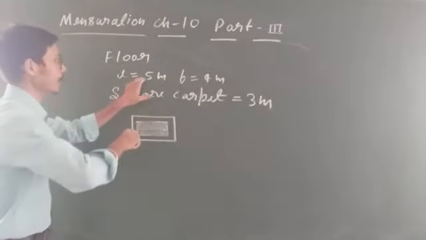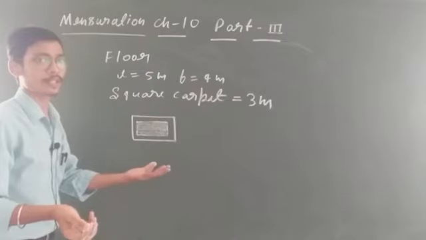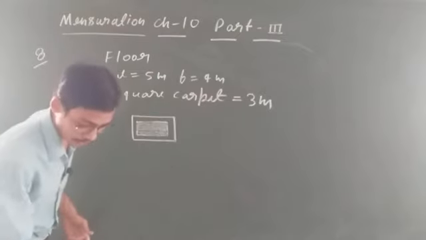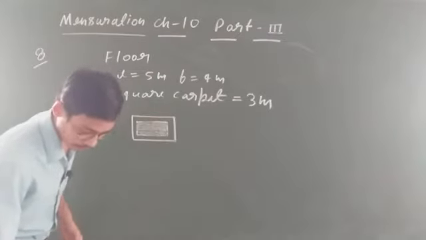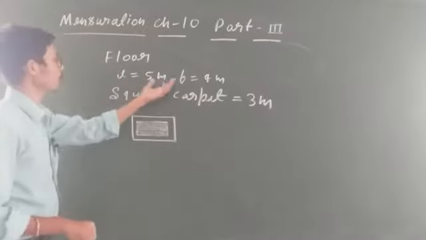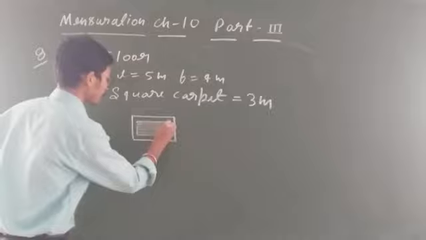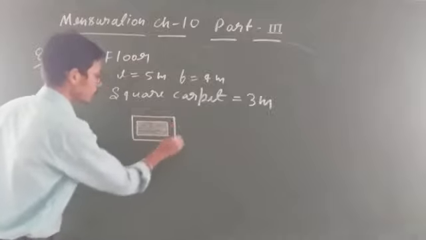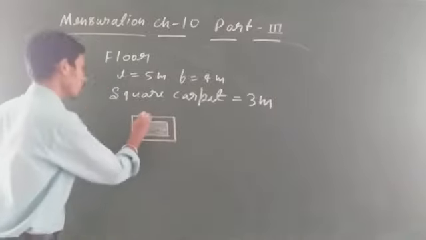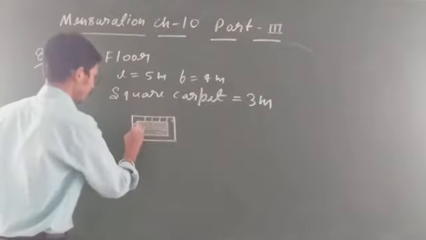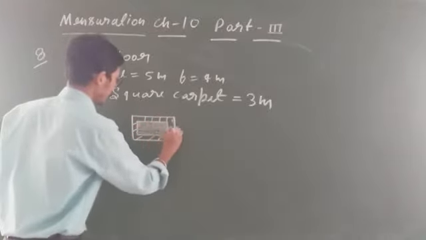But here, length and breadth are given, so this should be a rectangle. In the question also it is given: 3 meter for length, and breadth is given, so it means the shape is a rectangle. So if this one is the carpet, and the total area is this one, how much is left? You can say that this part is left. Our this part is left.